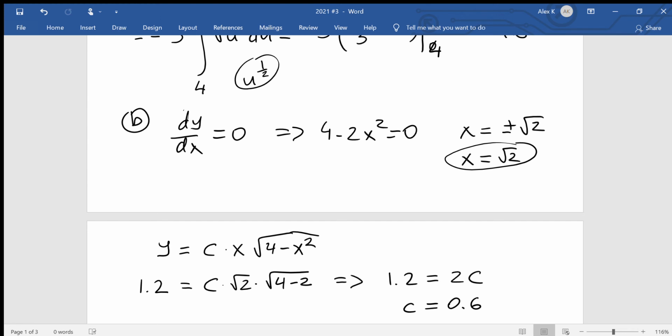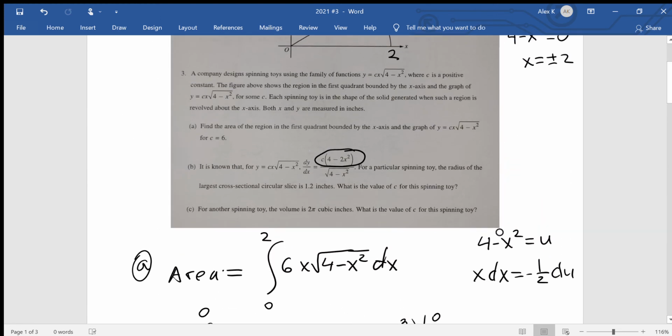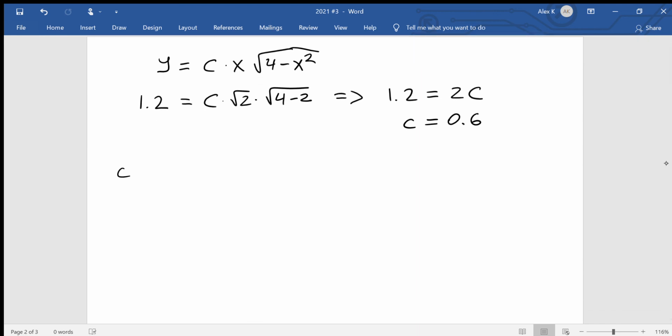Okay, and the last question here is, for another spinning toy, the volume is 2 pi cubic inches. Find the value of c for that spinning toy. So we need to set up the volume expression. We know that the volume is going to be 2 pi. It's a volume of a solid of revolution. It's going to be the integral from 0 to 2. We're going to square our function.